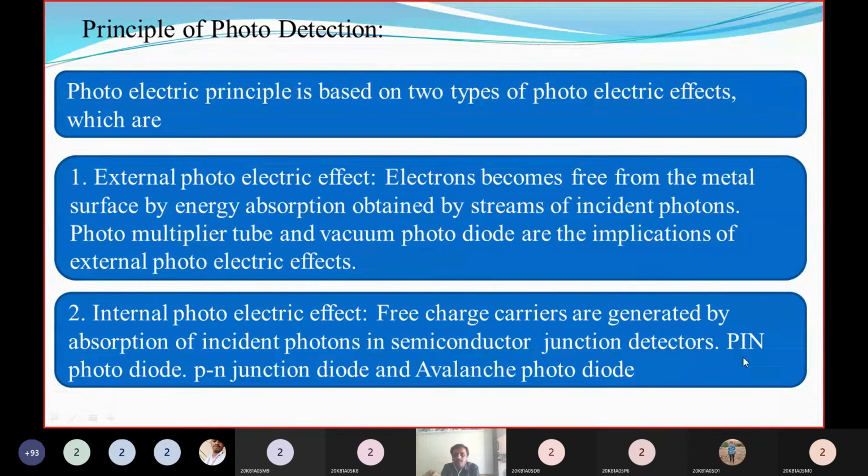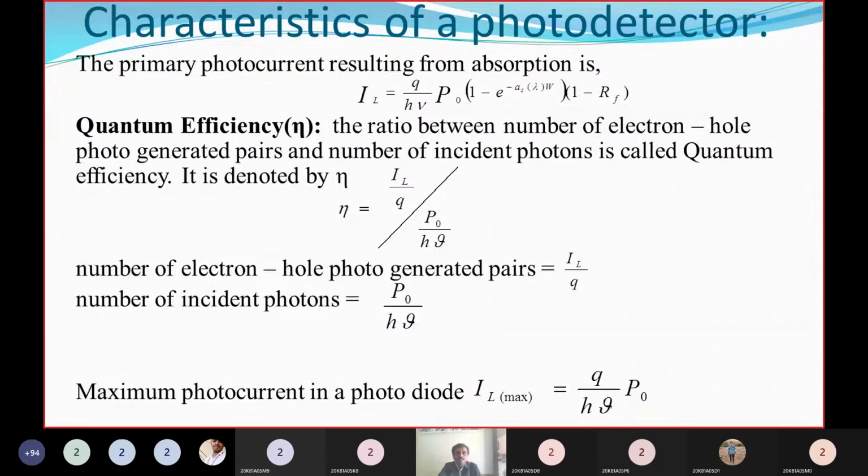What are the examples here? PIN photodiode, PN junction diode, and avalanche photodiode. In these three cases the internal photoelectric effect will occur. Okay. Now, characteristics of the photodetector.